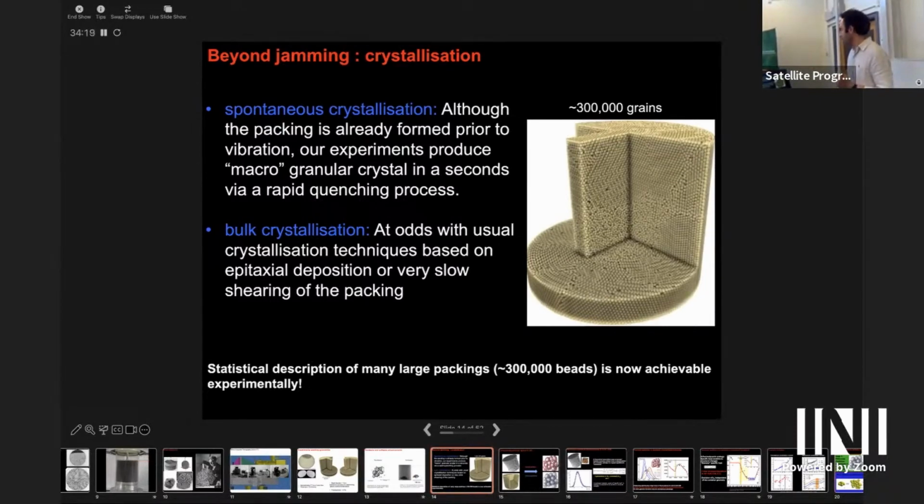So we have roughly 300,000 grains, and these are just the internal grains. So in total, we have more. We remove quite a few layers of boundary grains, so we can trust the statistics in the bulk. So we are confident that all the data that we have is from the bulk.